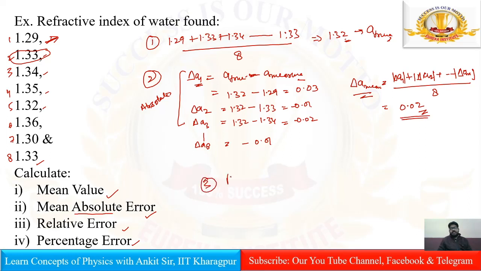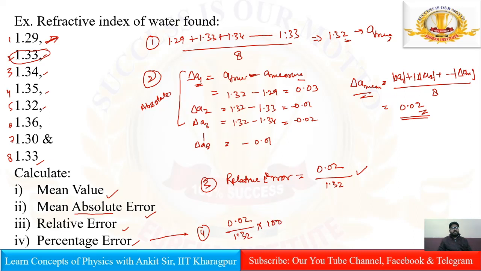If I want to write the relative error, it will be equal to 0.02 upon the observed value, which is 1.32, and this ratio gives you the relative error. Next, if I want to calculate the percentage error, it can be written as 0.02 upon 1.32, multiplied by 100. This will give me the percentage error for this problem.